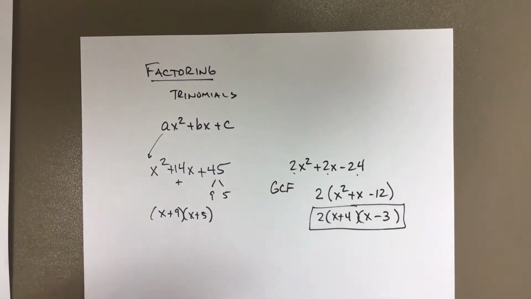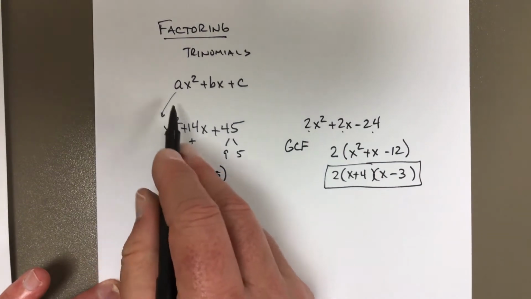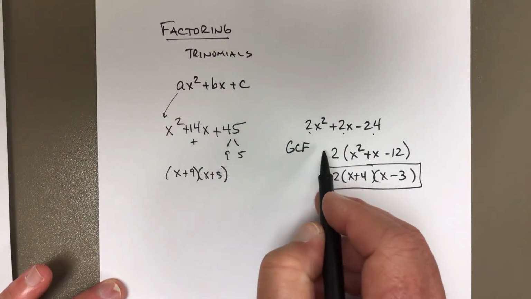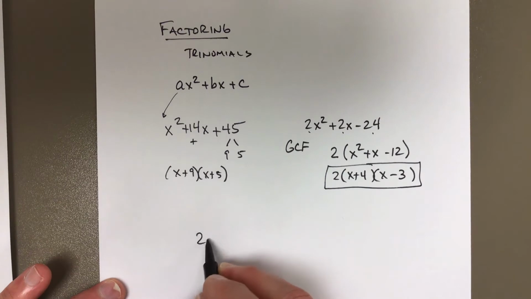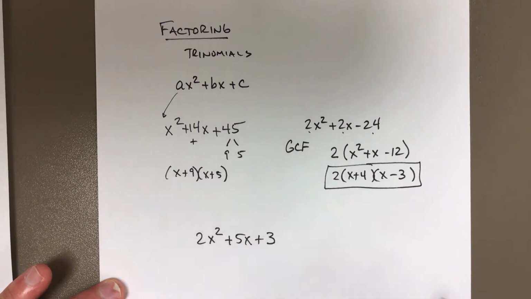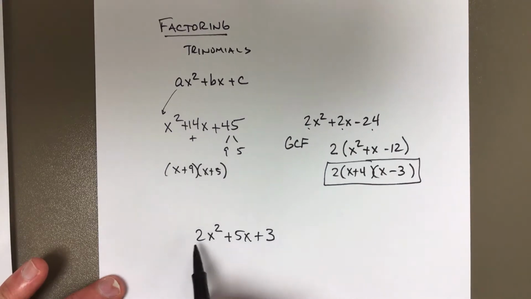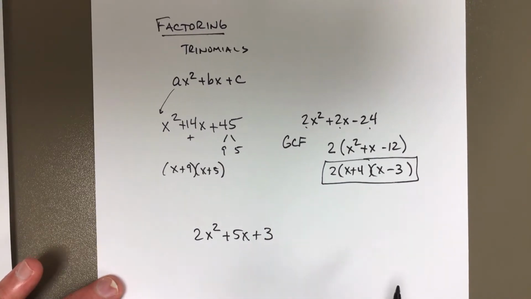So the last part is, what do we do when we have problems where the A is something other than 1, and we can't factor anything out, such as 2x squared plus 5x plus 3? So 2, 5, and 3 don't have anything in common. We cannot take a greatest common factor out. But somehow, some way, we're going to factor this. So this is the new thing.